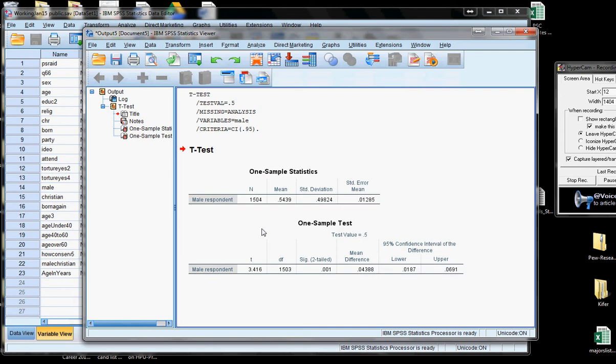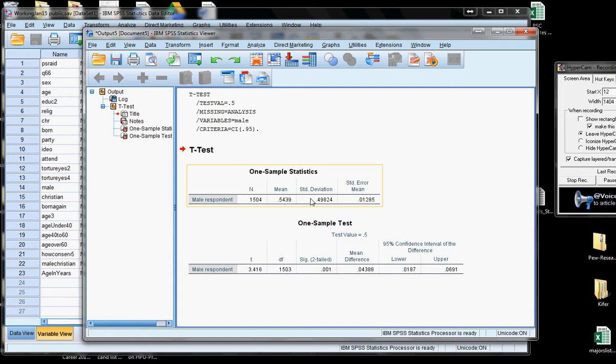I do that, and I've got my t-test running. What the t-test does as the first procedure is run descriptive statistics to create the mean. And what we see here is the male respondent, the average response was 0.5439. Again, we expected half of our sample to be 1 for male, and we expected the other half to be 0 for female. And 0.54 means that about 54.4% of the sample was male.